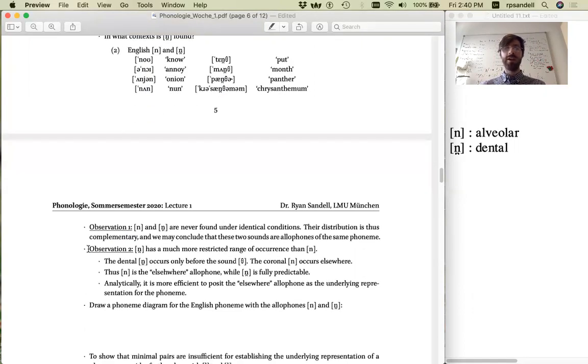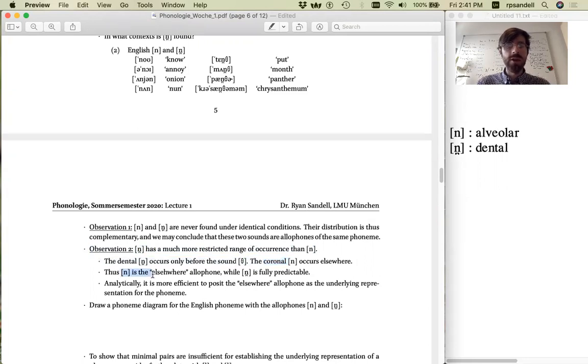And that's exactly our second observation, namely that the dental nasal has a much more restricted range of occurrence than the alveolar nasal. So we find the dental nasal only before the interdental fricative th, whereas the alveolar nasal, we should say more precisely here, both the dental and the alveolar nasal are coronals. So let's write alveolar nasal here, saying that it occurs elsewhere.